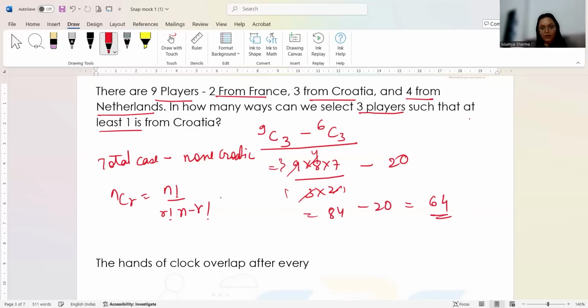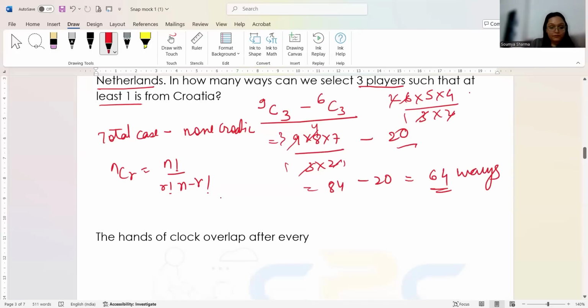I hope it's clear, or else we can solve this also. 6 into 5 into 4 upon 3 factorial will get cancelled. It will be 1, 2, 5 was 20. Okay, 64 is the answer. So in how many ways? 64 ways. I hope it's clear.